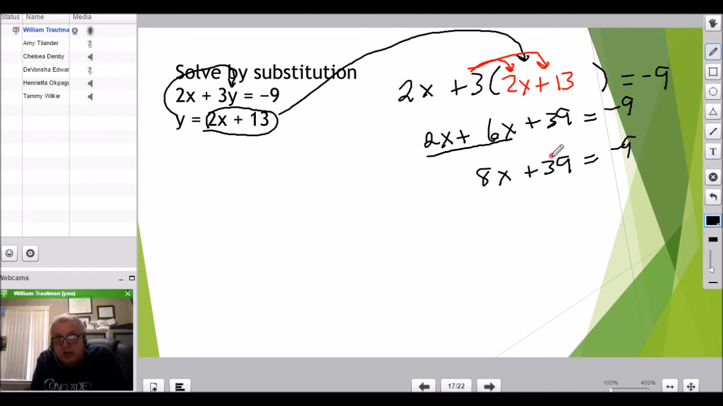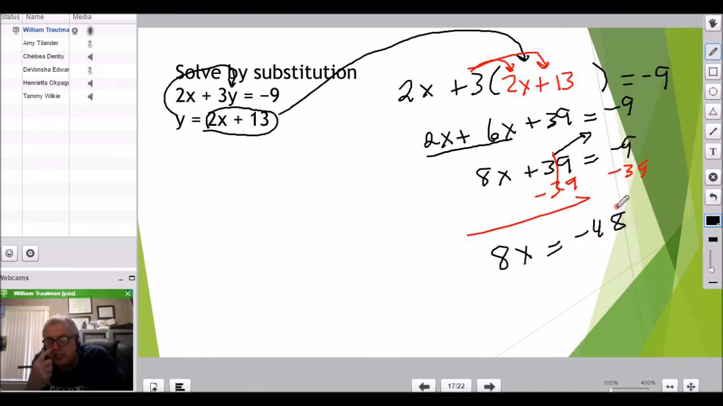I'm going to get the 39 to the other side. By the way, I really messed this problem up. I just threw some numbers in there. I think I threw the wrong numbers in there. Because I'm going to, oh, maybe I didn't. Oh, yeah, maybe I didn't. Minus 39, minus 39. I didn't. I think I'm okay. 8x equals negative 48.